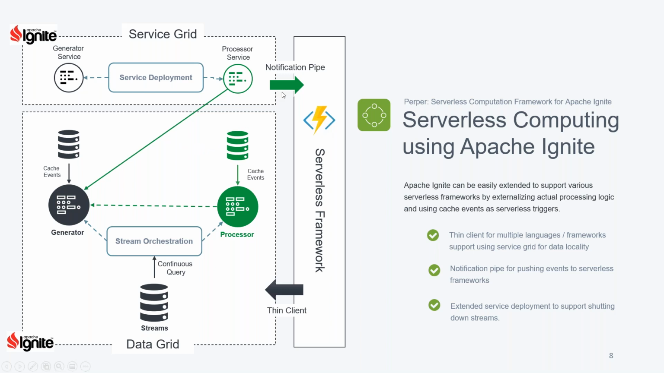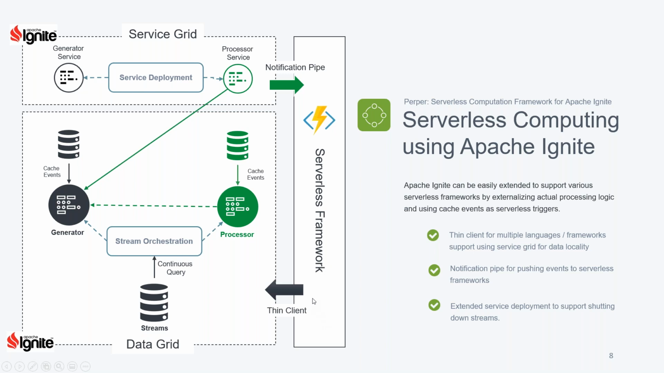So we are utilizing basically two functionalities of Ignite. The first one is that instead of using continuous queries, we can simply use cache events. And by using those cache events, we can combine the events with the stream orchestration and notify these particular serverless functions of the changes and of the different actions that are happening in the streaming graph.